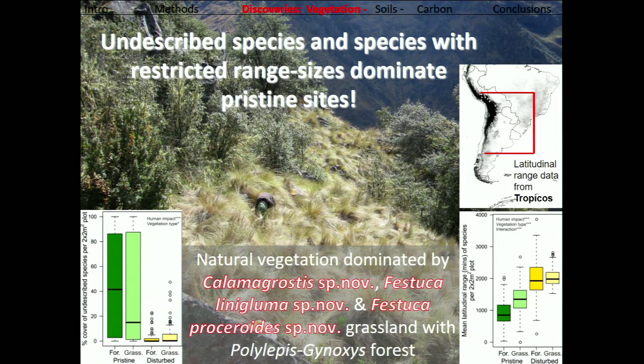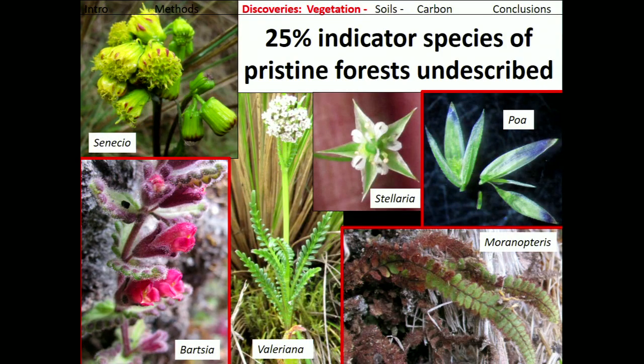we took their latitudinal range data from Tropicos, and you can see that here. So you find many narrow endemics in this pristine vegetation. What we also found was that the pristine forests were especially important for these new species. We found that upon doing indicator species analyses, a quarter of all the indicator species of the forests were new species. And here's some examples here that have been published already.